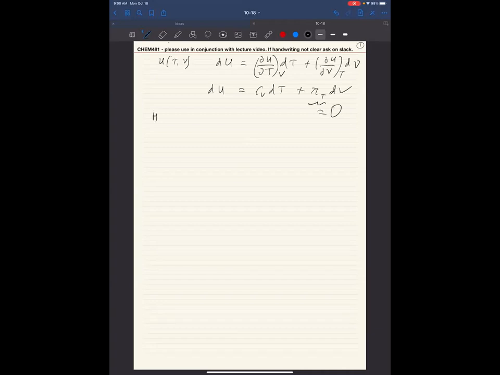And you are asking what's equivalent for H. So for H, our variables that we used here were temperature and pressure instead of volume. So that immediately leads to dH.